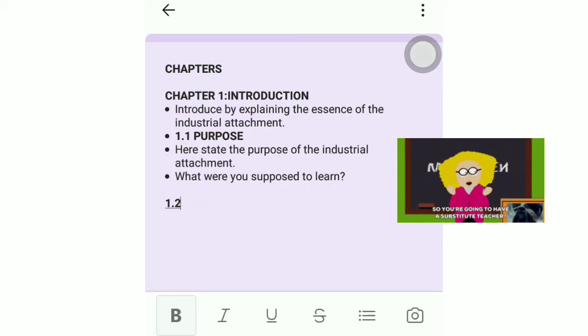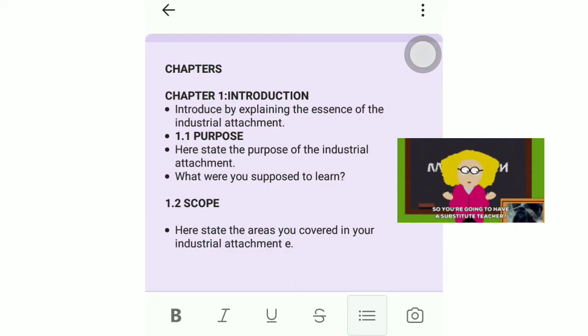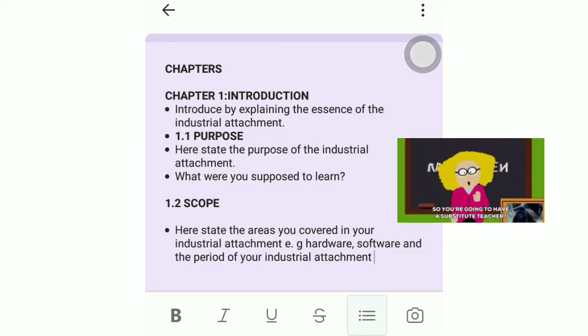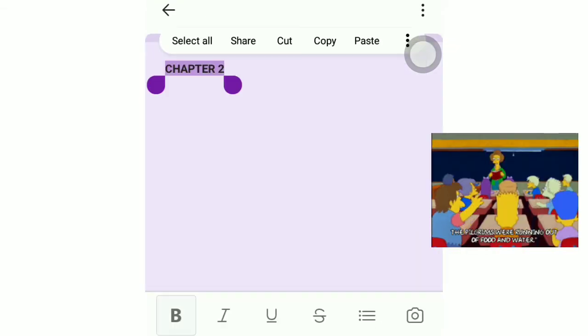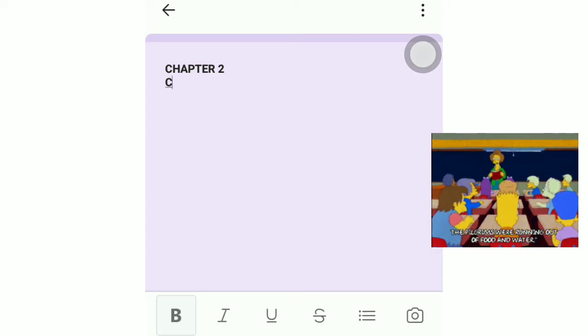And then the other sub-chapter here is usually the scope. The scope basically shows what your industrial attachment has covered from the department which you are working in, like that's your scope, and also the time frame which you went through your attachment. Yeah, so once you write this, you're already done with the introduction part, and now you can proceed to the second chapter. The next chapter is the company's profile.